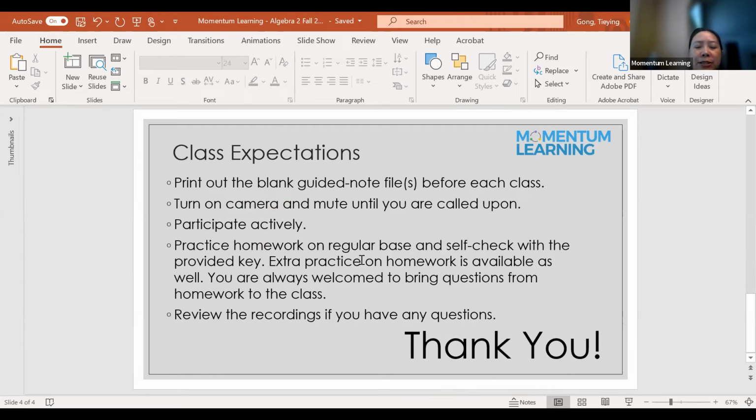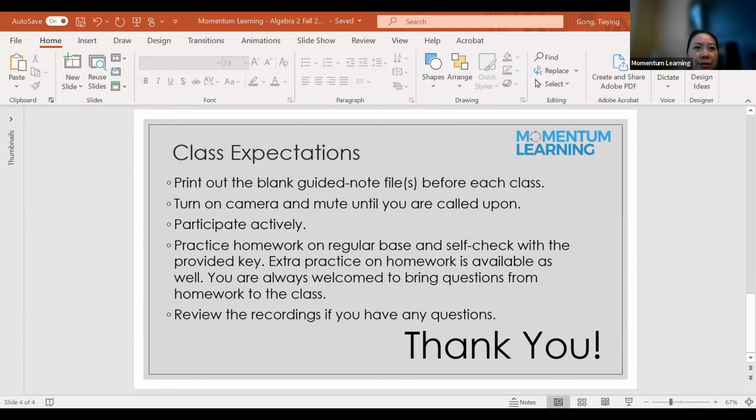Class expectation, this is when we officially start. Every unit, we will have blank guided notes for you to print out. Of course, you can just say, how about taking electronic notes? That's perfectly fine. So either print out the blank guided notes before each class, or have the notes downloaded and ready before you join each class. Turn on the camera? Not today. Today is the tryout. You don't have to, but you are welcome to have your camera on.